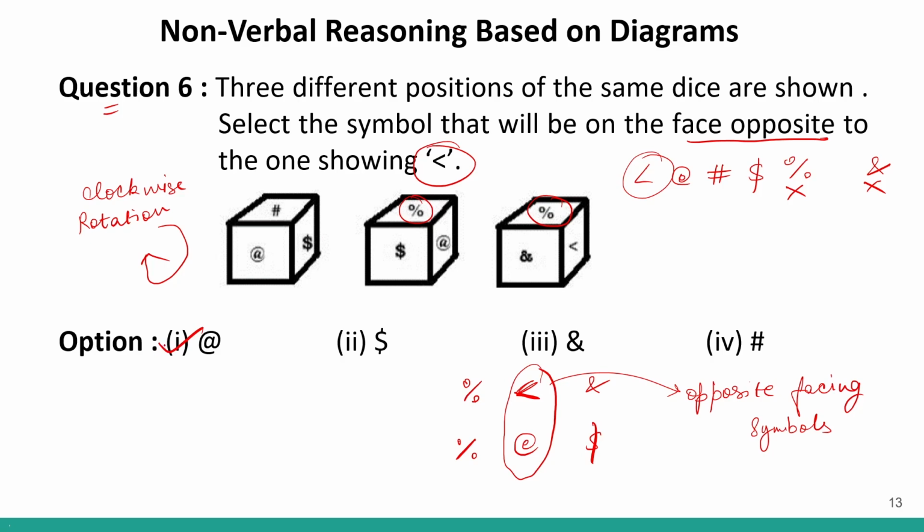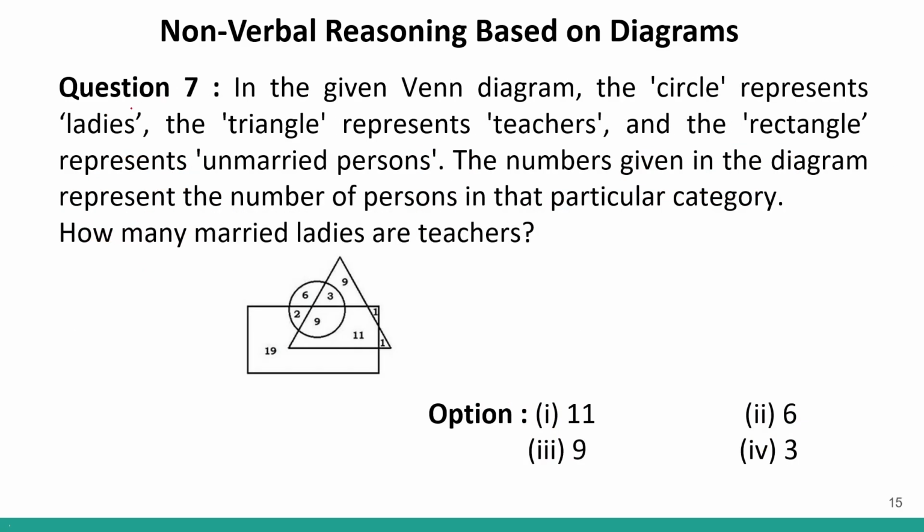So whenever you get a dice and a cube question, first we see whether the symbols are adjacent or opposite. If they are adjacent, they cannot be opposite. If they are opposite, they cannot be adjacent. But in this particular question, we had 3 different options. So that means we had to use the clockwise rotation trick. We take the common element between 2 dice. We rotate them clockwise and write the symbols, and the symbols written one above the other are the opposite facing symbols. Clear?